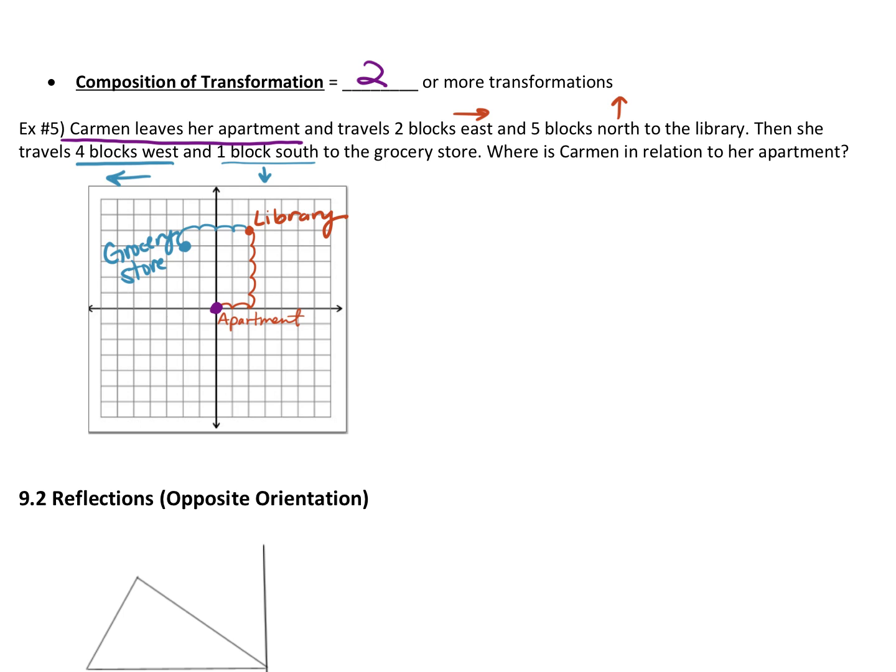The question is, where is Carmen in relation to her apartment? Think of it this way. If Carmen is at her apartment, where is she now in comparison to that? It's negative 2, 4. What does that mean in terms of direction? She's 2 west and then 4 north. She is 2 blocks west.